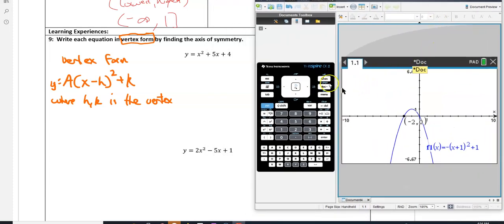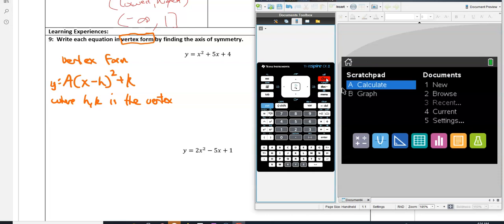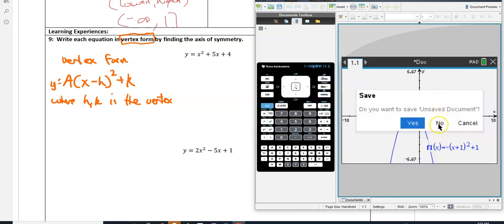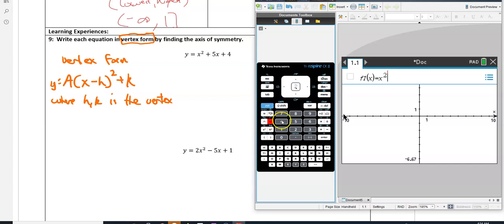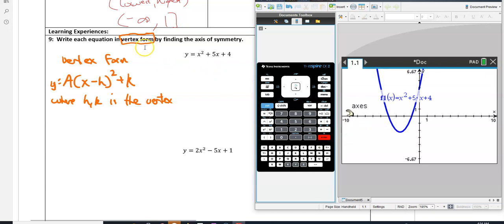And if you already got a graph from a previous problem, what you do is hit this home button up here and start a new document like that and start a graph. And then you can start fresh. All right, so I'm going to do x squared plus 5x plus 4, right? And hit enter. And there's my graph. I need to find my vertex, though.